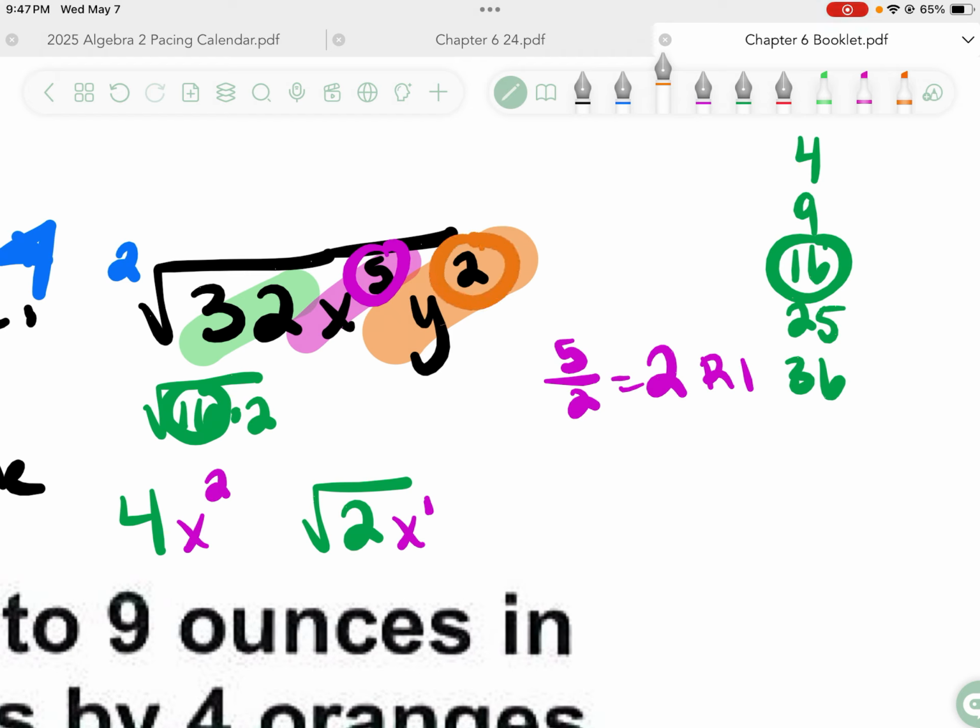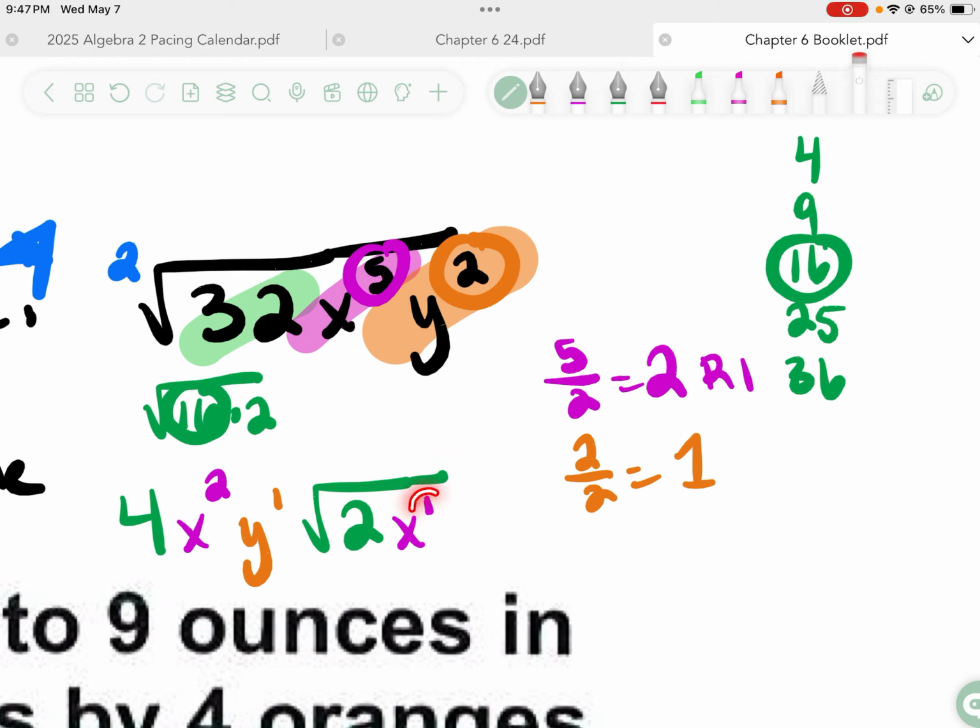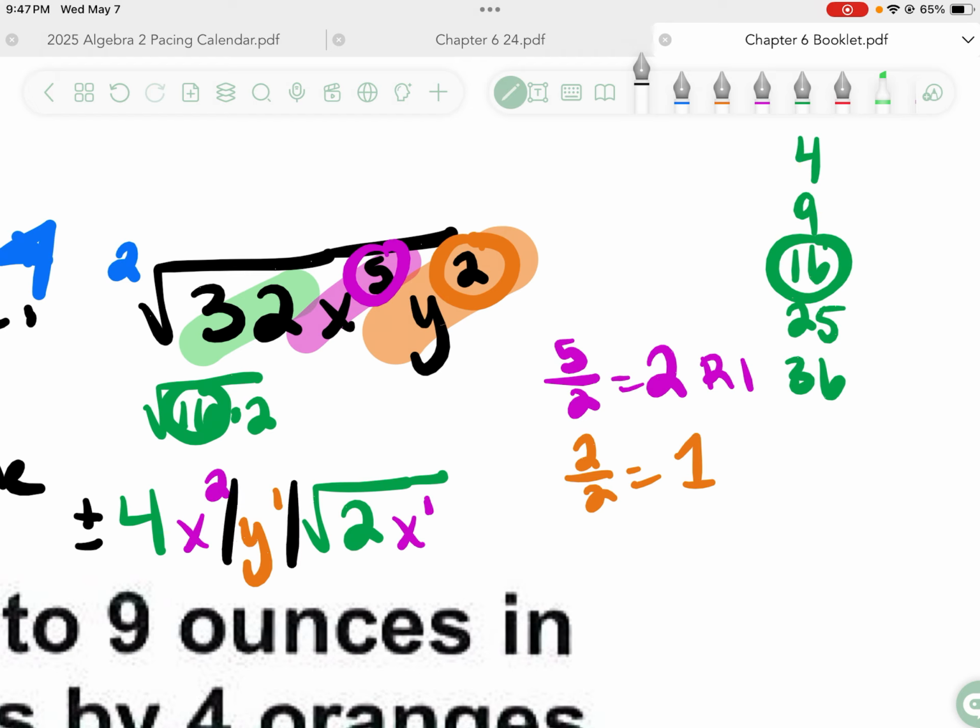And then your y value, 2 over 2 is just 1, so that's y to the 1st on the outside, and no y's are left on the inside. Okay, and you don't have to write these 1s here. I'm just trying to make sure you're able to follow along with my work. Again, don't circle and rejoice yet because it's an even index, so you need your plus minus, and then we need absolute values around the y to the 1st.